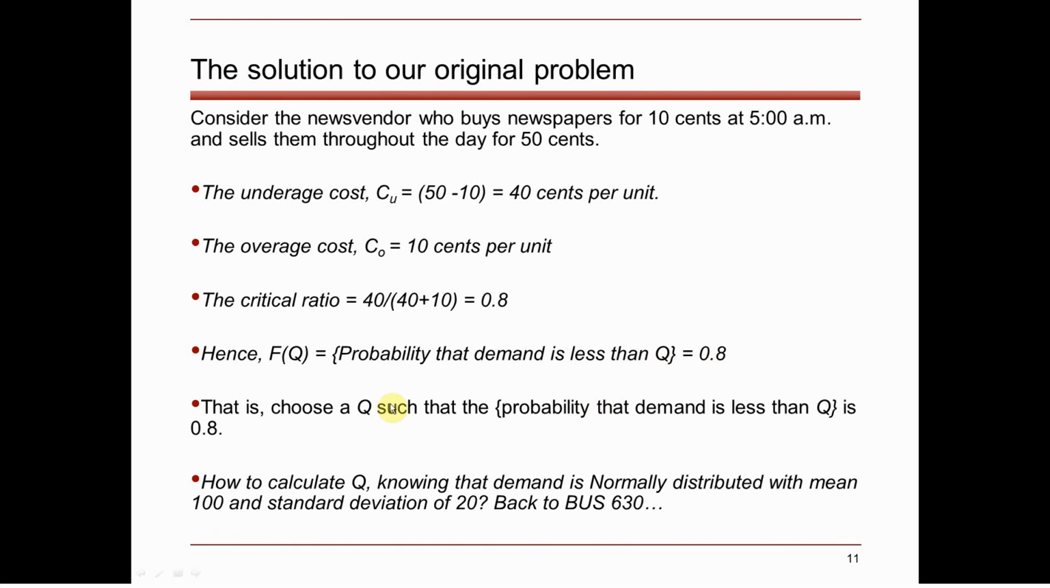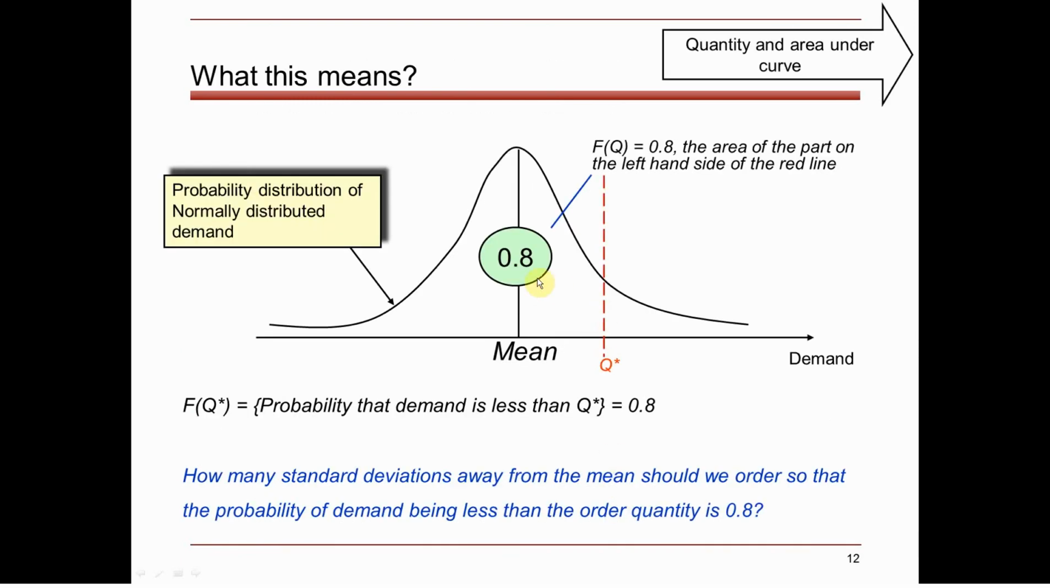So we want to choose Q so that demand is less than Q with that probability. So how do we figure that out? We have this weird problem that now a probability is equal to 0.8. But this just brings us back to basic statistics, because if we know the mean and the standard deviation for a normal distribution, we can figure out what value Q would give us 80% for which the probability is less than that. So going back to business 621, the basic statistics again.